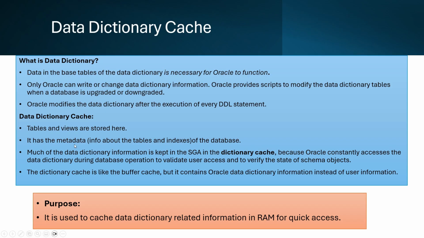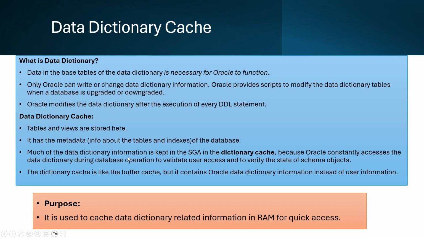So, the data dictionary cache. You understand about the data dictionary, right? What is the data dictionary cache? Tables and views are stored here. There will be a cache also, where all the tables and views will be stored. It has the metadata information about the tables and indexes of the database.